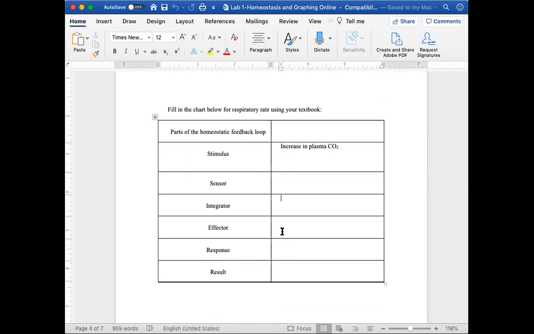This one might be a little bit more complicated or difficult to find. That's okay. You can look up the sensor for respiratory rate, which is going to be the chemoreceptor reflex.